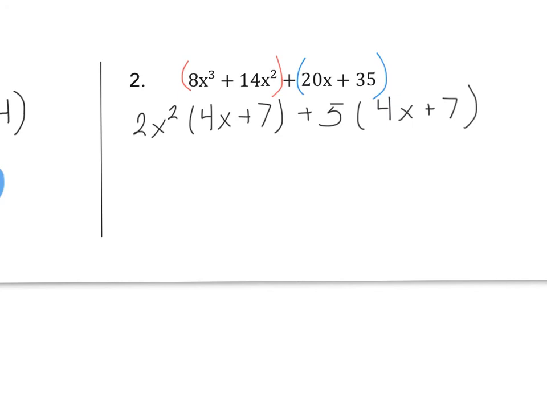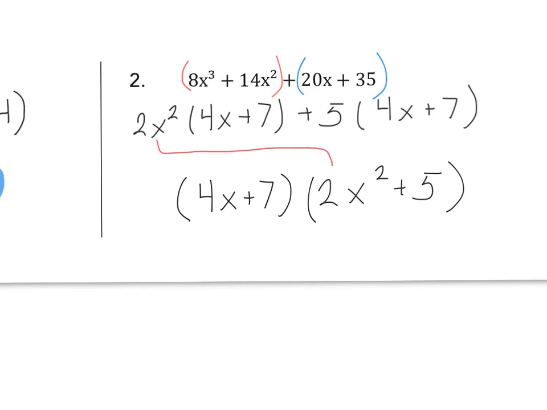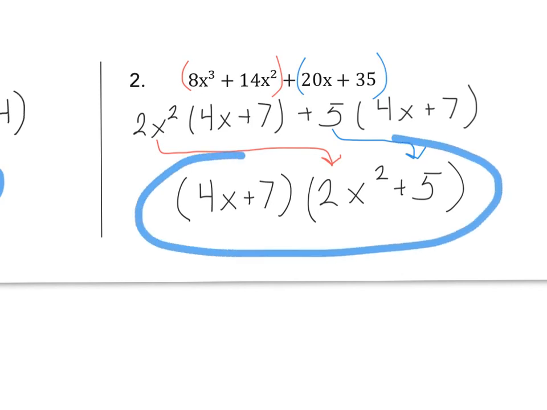We can write our final answer as 4x plus 7 multiplied by 2x squared plus 5. If you forgot where this comes from, 2x squared comes from here. 5 comes from right here. Both are GCFs. All right, our final answer, 4x plus 7 in parentheses multiplied by 2x squared plus 5. If you want to check your work, you can use the distributive property.